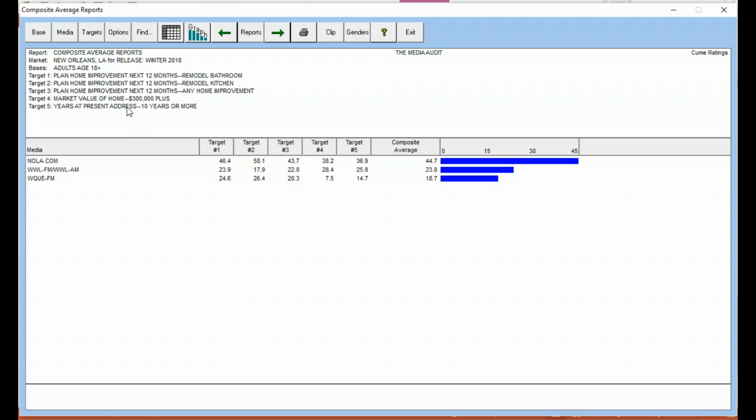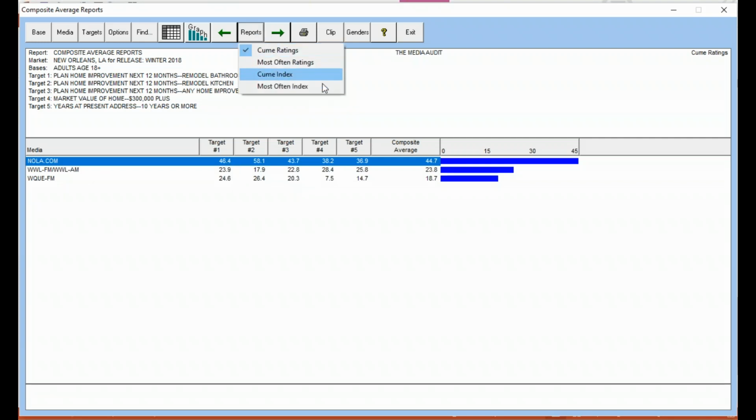So now we can say someone who's been in the home for at least 10 years, they're in a good valued home, the price point of the home is good, so it might be a nice project that they're envisioning. We see overall, if they're envisioning any kind of project, and then the sexy projects are listed there. So what we're seeing is we have a report on CUME ratings or reaches, and on indices, you're seeing that NOLA.com reaches 46% of bathroom remodelers, 58% of kitchen remodelers, 44% of home improvement. So that's what these target, and the labels here refer back to.